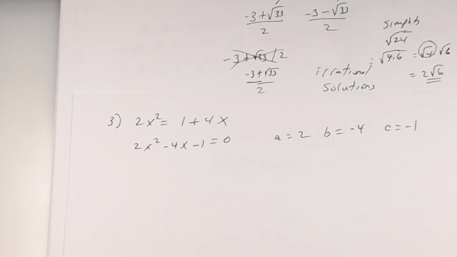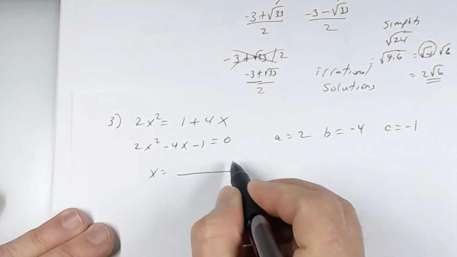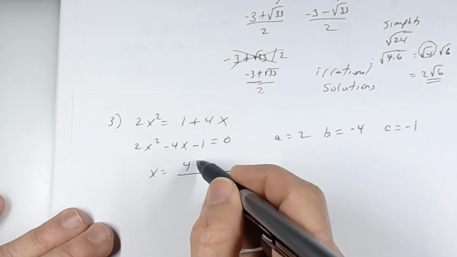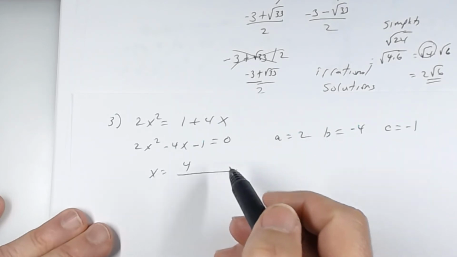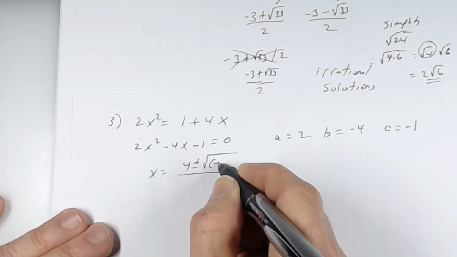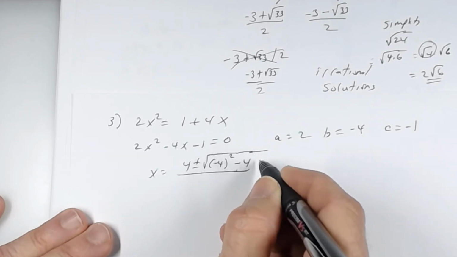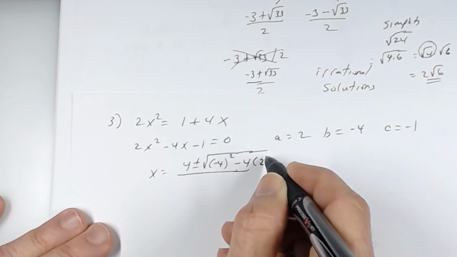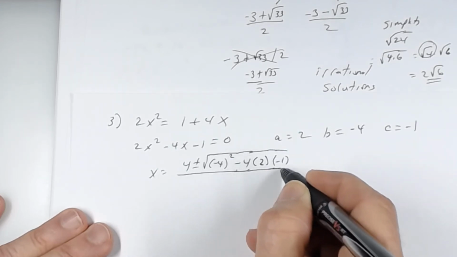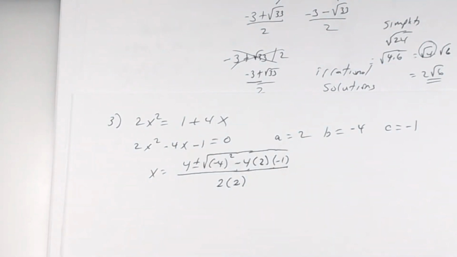And then all we do now is just plug into the formula. So I get x equal the opposite of B. What's the opposite of B? 4. Positive 4, because B is negative 4, the opposite of that is a positive 4. Plus or minus the square root of, remember parentheses, negative 4 in parentheses. What do I do to that? Squared. Minus 4 times A, what's A? 2, times C, and what's C? Negative 1. All divided by 2 times A, and what's A? 2. Okay?